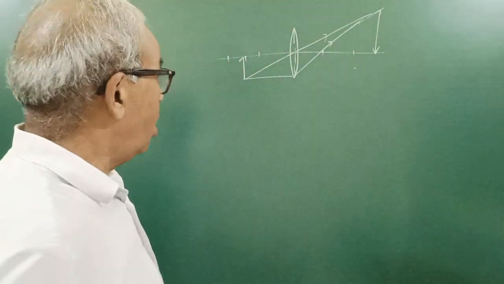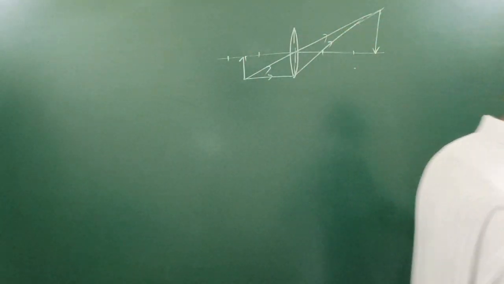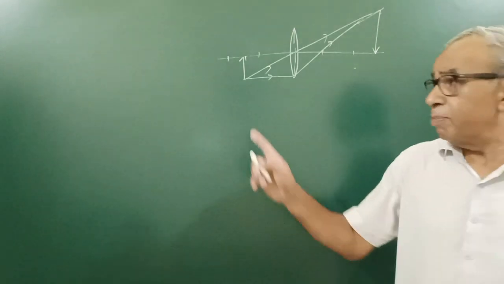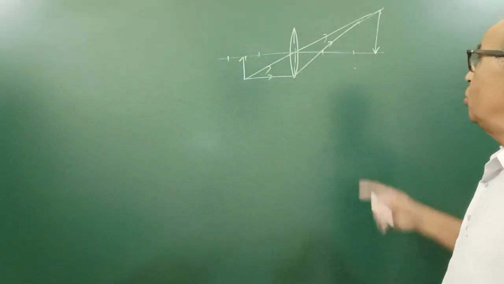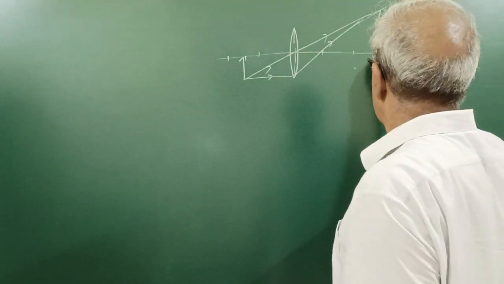Now how to locate the position? How to locate the position? This object is here, between f and 2f. You will get a magnified inverted image. Put the other pin here below this.